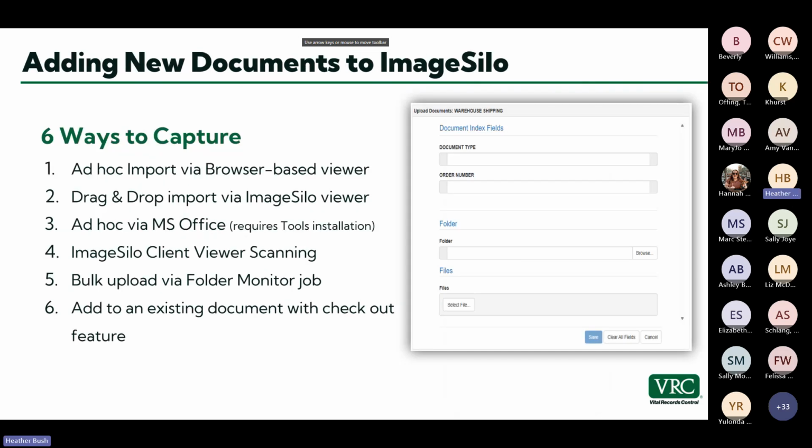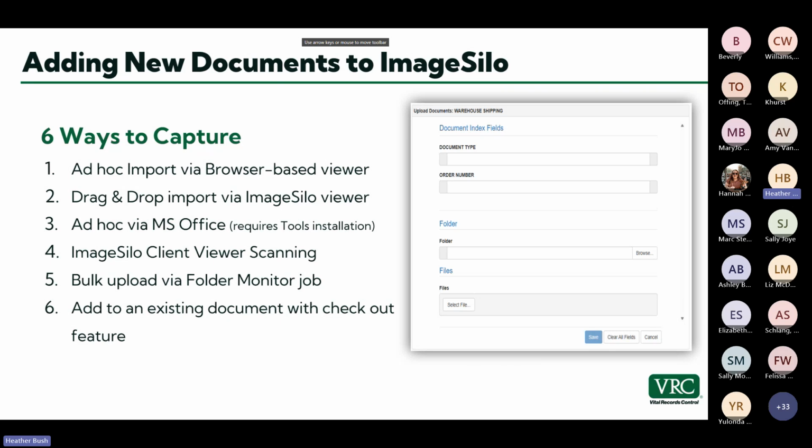Adding documents to ImageSilo. Again, I know a lot of you send your documents to be scanned to Vital ECM, and we do it for you and we upload it for you. But there is always the chance you may want to add something on your own. And there are 6 different ways to add to ImageSilo.